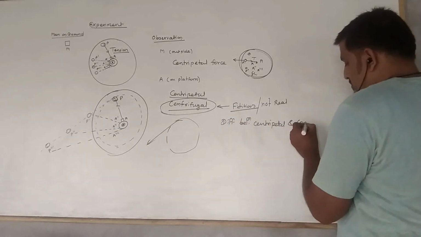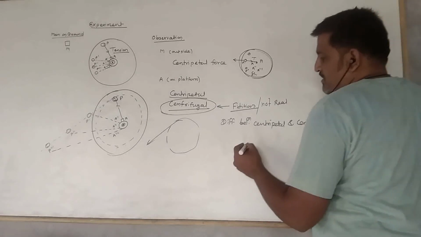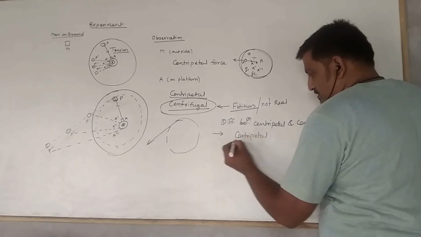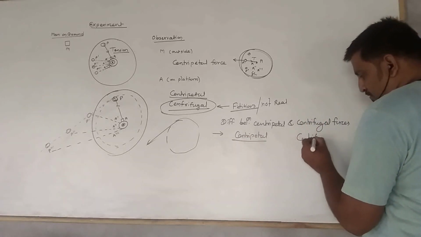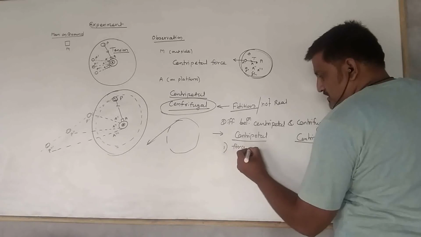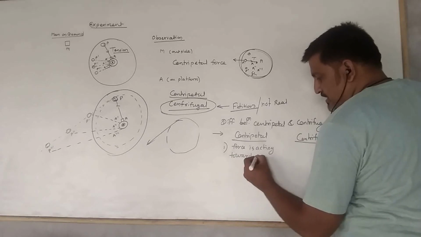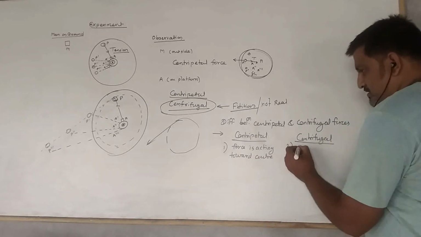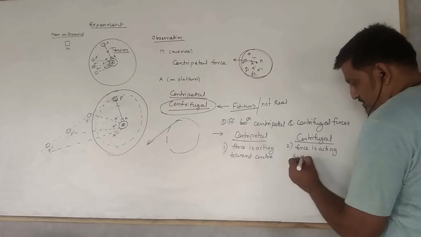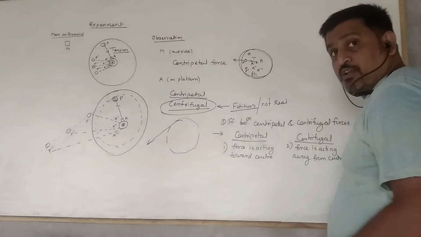So, one more question asked in the ICSE, that is, state two differences between centripetal and centrifugal forces, right? Centripetal and centrifugal का आपको difference पूछा जाता है. तो answer: for centripetal force, the force is acting toward the center. ये towards center होता है, and here the force is acting away from the center, away from the center of the circular path traced by the ball.